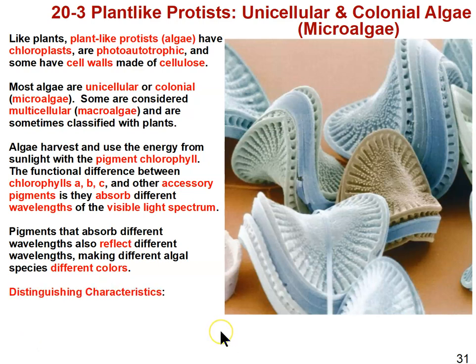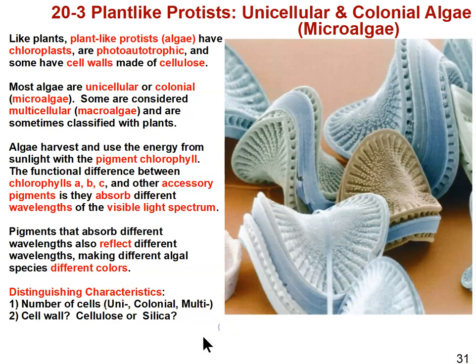So we're going to summarize here some of what's on this slide that we've already gone over, but we're going to be adding some additional characteristics. So we're just going to list the distinguishing characteristics of algae. In other words, how do we distinguish different species of algae from each other? Well, the first thing is the number of cells. Are they unicellular? Are they colonial? Or are they multicellular? And we'll be getting into what the difference is between colonial and multicellular later on. But that's one distinguishing characteristic.